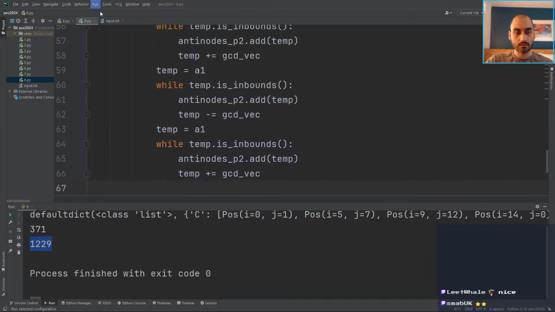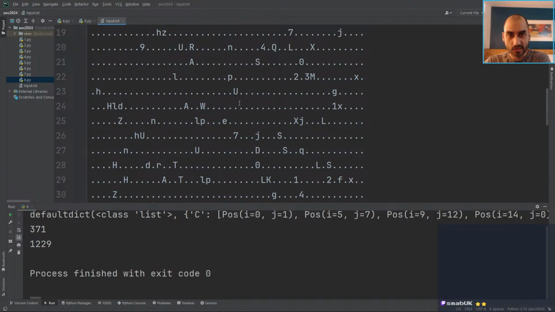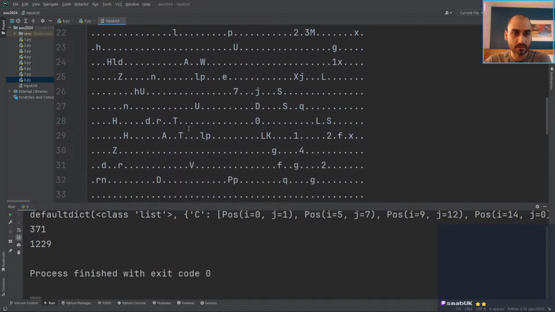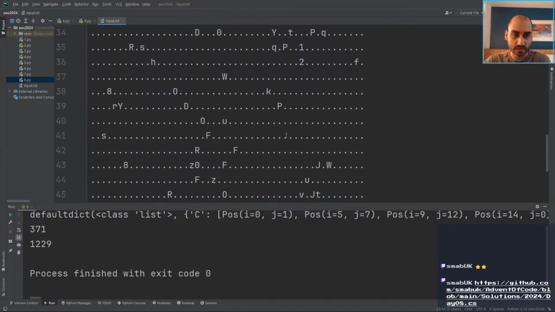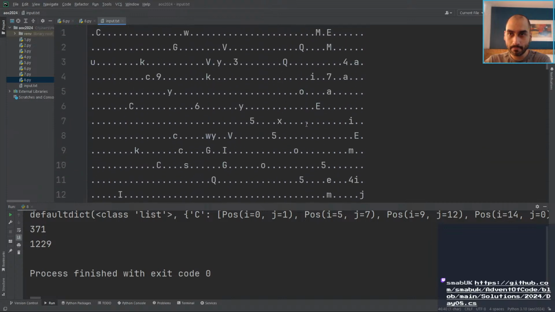Let's try that. It's still 1229. Okay, so they've chosen the input so that there's nothing between them. So it wouldn't harm us if we did code it that way. It's a bit weird, but okay, fine. As long as the input satisfies that condition, I guess I have no valid complaint, really. Cool. Yeah, nice problem.